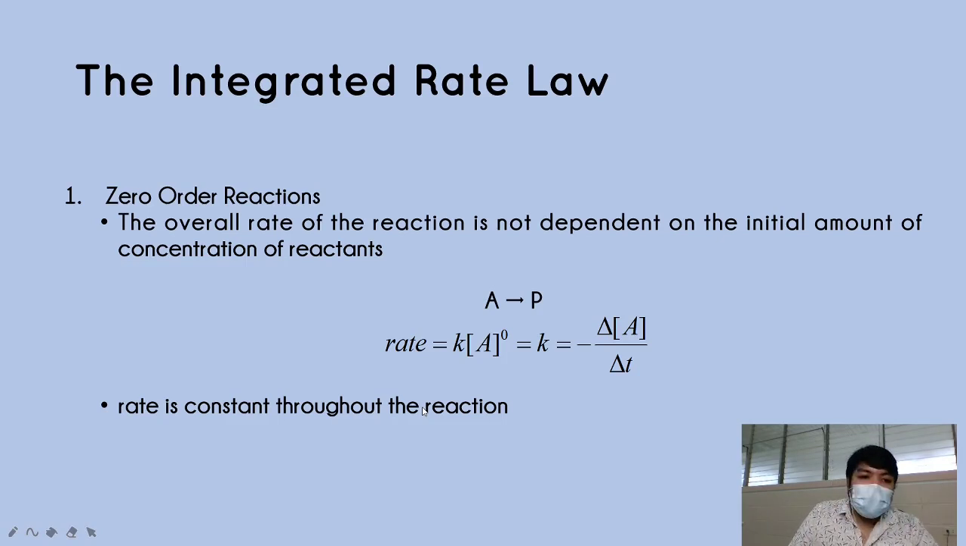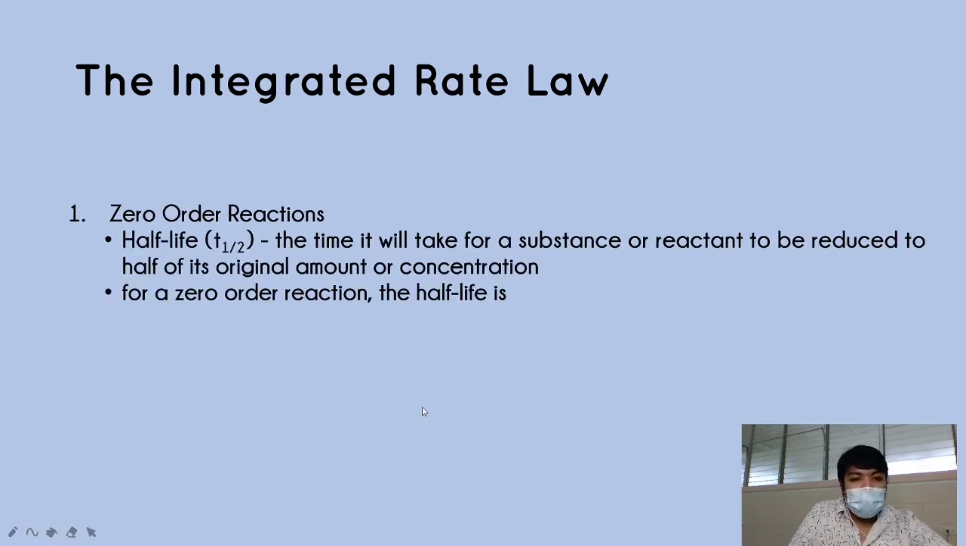Now we will introduce a new concept, which is what we call the half-life. Half-life, by its name, is the time it will take for a substance or a reactant for its amount to decrease by half, or for it to be reduced to half of its original amount, or in the language of chemical kinetics, the concentration. Now, for a zero order reaction, the half-life is given by these formulas. So, how was this derived?